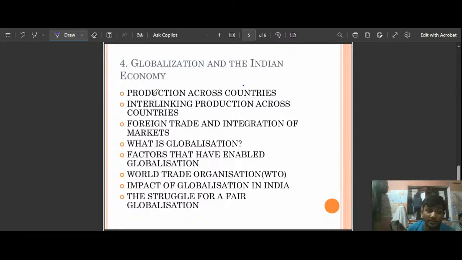Production across countries. Sorry, in this chapter we are going to see globalization and the Indian economy. This section will basically deal with what globalization is, the effects of globalization, and different international organizations. Here we will see an international organization like the WTO. This is basically a trade organization in which different countries are members and we agree.